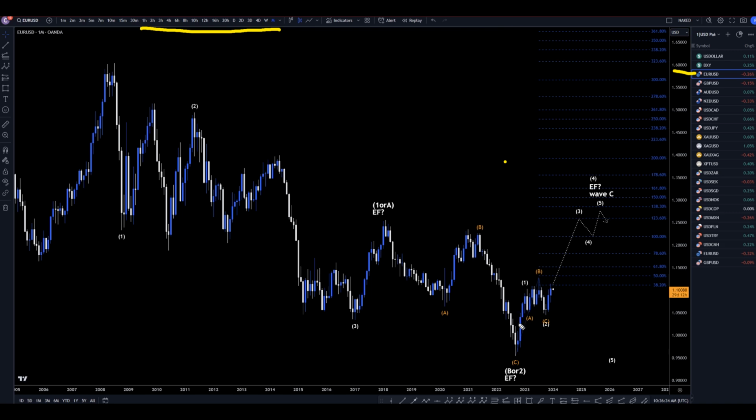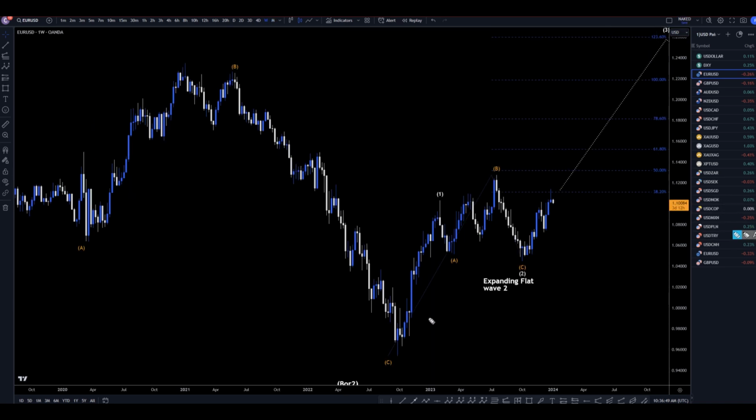So on the Euro dollar monthly, I still think it's very clear that we are most likely in a 1-2 and now we're in a wave 3. I think this is all going to be an expanding flat like an ABC, probably an ABC of 4. So let's head down to the weekly time frame.